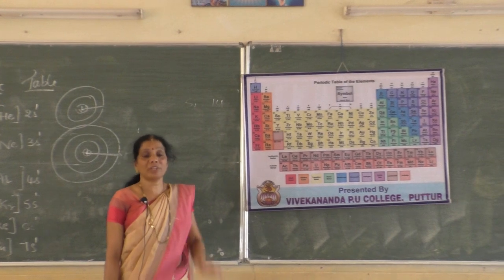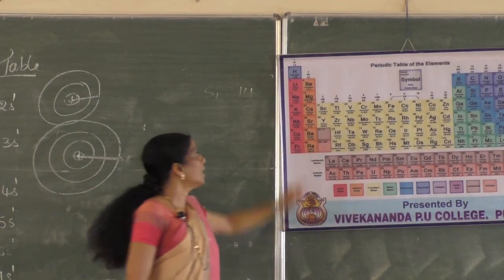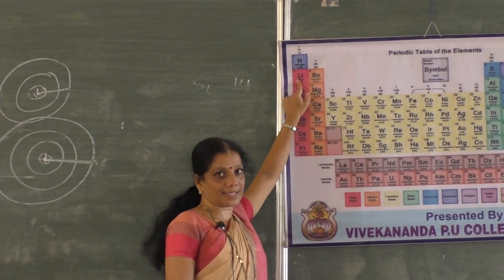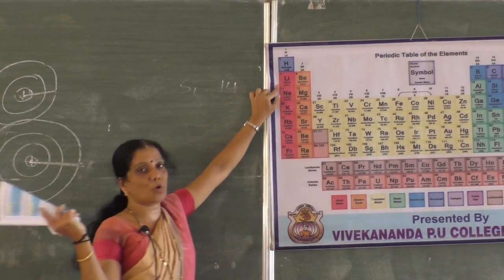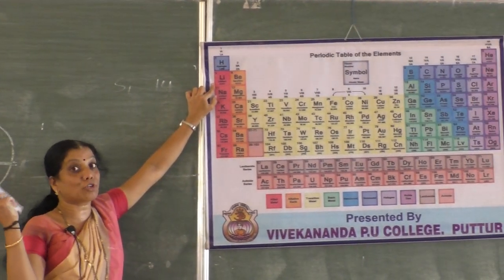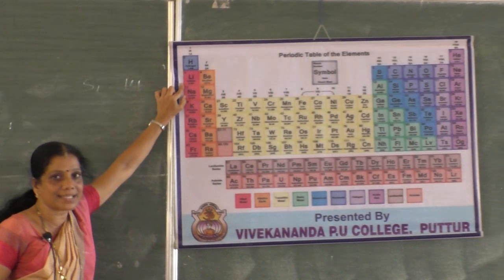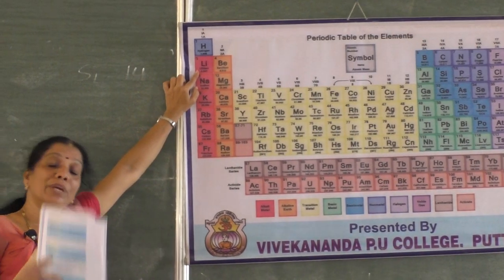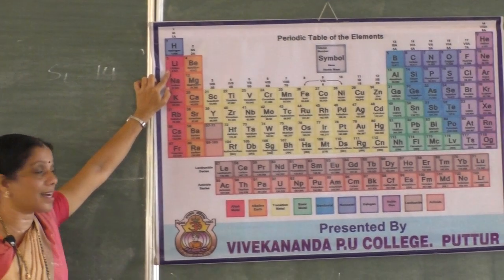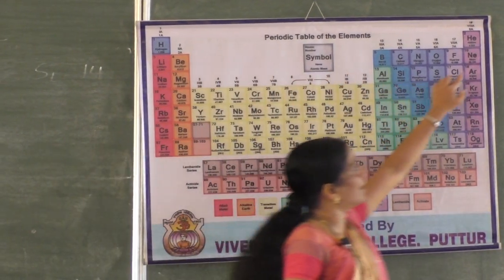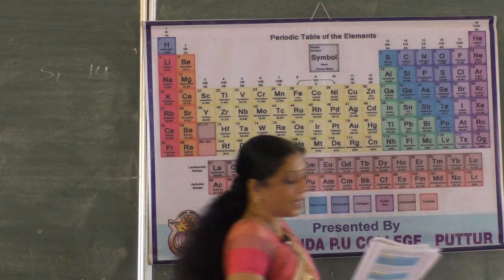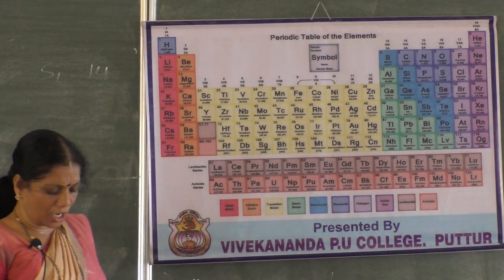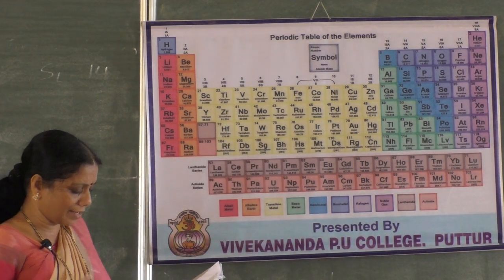Can you tell me which element has the largest size? Lithium has the largest size because it is the first group element. Starting from left to right, atomic radius decreases, isn't it? Lithium has the largest size. Which element has got the smallest size? The last element here. Which is the last element? They have not given the neon. Therefore, the last element here we have to consider.